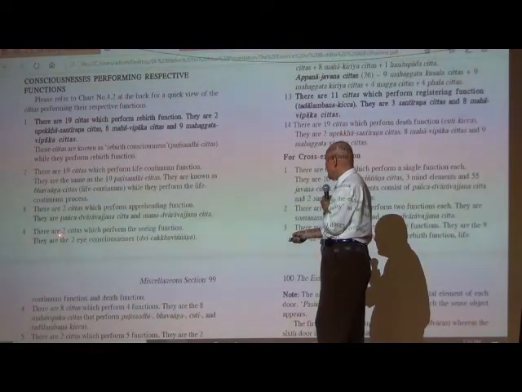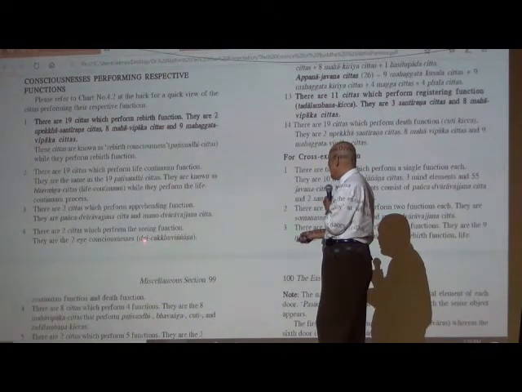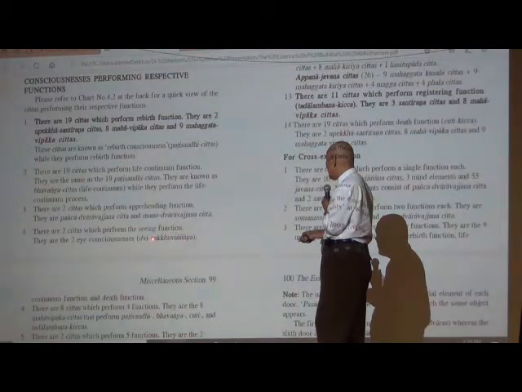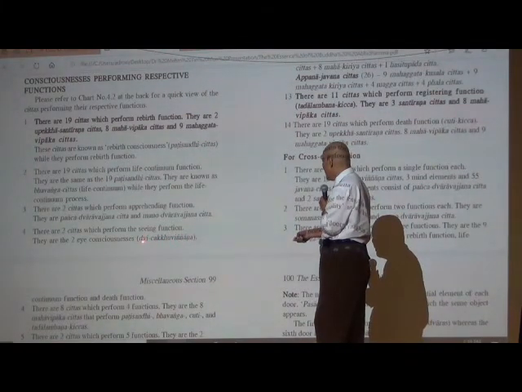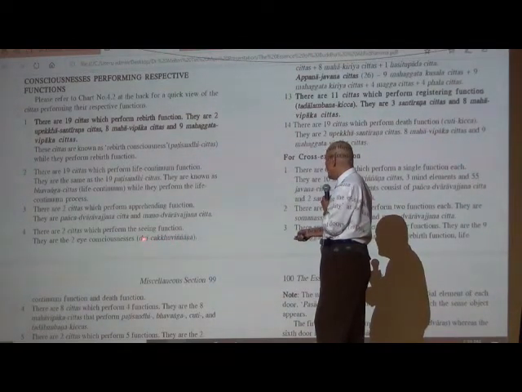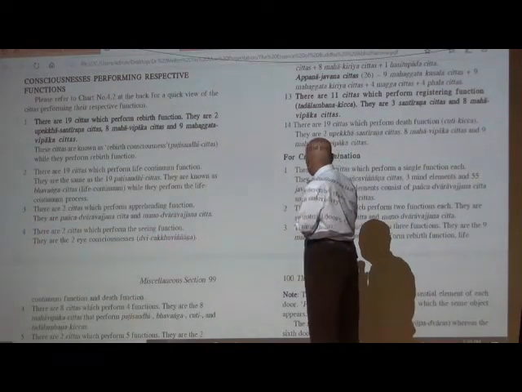And then we have two chaita which perform the seeing function. They are the two eye consciousnesses. In Pali, we also call them dve cakkhu vinnana. Dve also means two. And now, the number four and then number five.